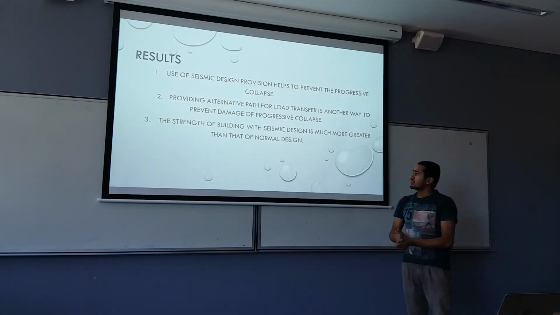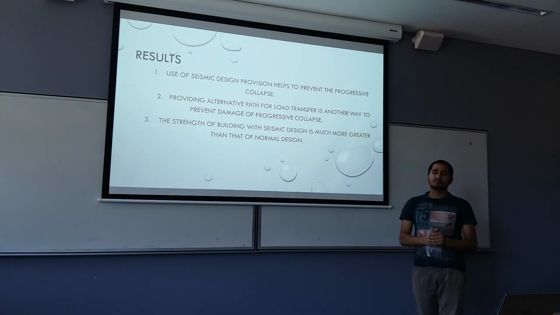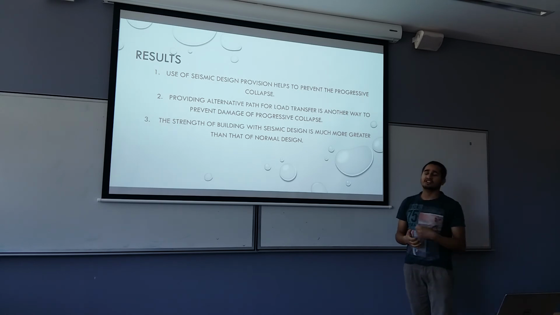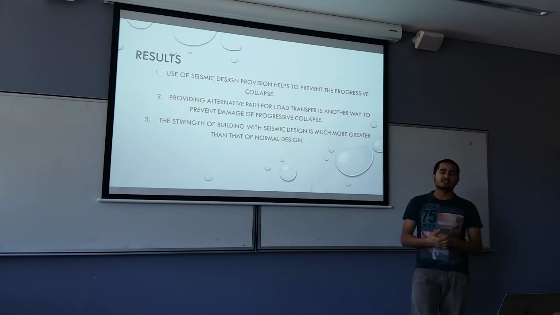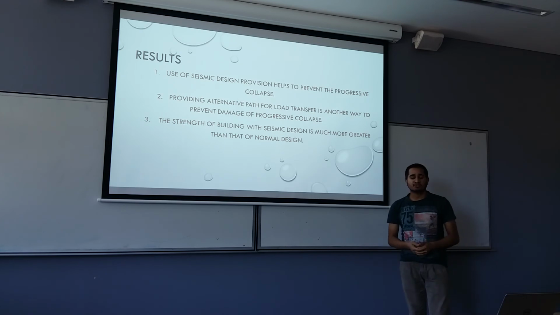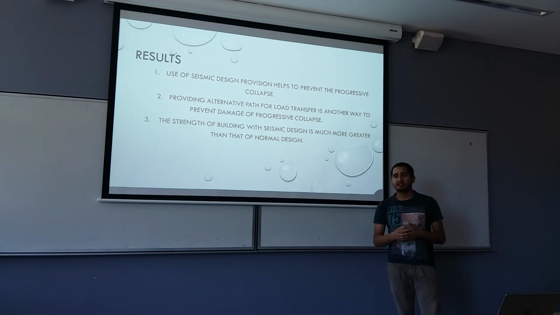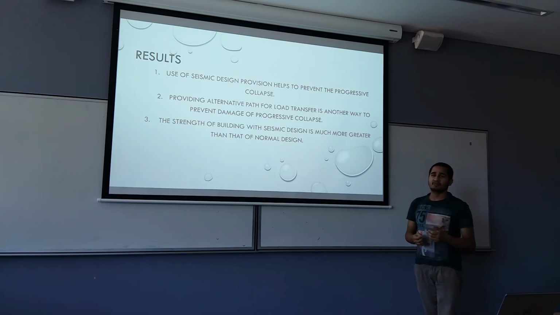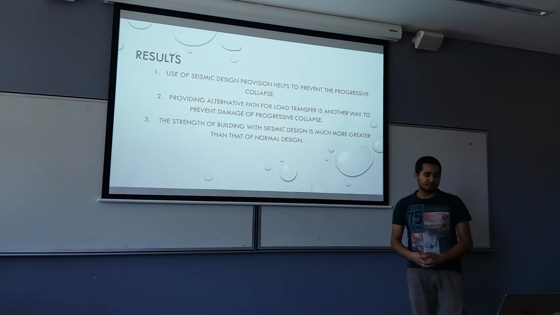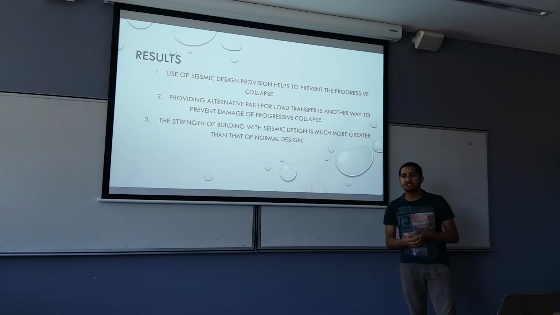Result. The result of the experiment was that use of seismic design provision helps to prevent progressive collapse because it upgrades the strength capacity of a member. Another solution to progressive collapse is providing an alternative path for load transfer, so that if a load path is obstructed by the failure of a member, the load can adopt another alternative path to transport load from top to bottom. It was found that the strength of the specimen or building with seismic design is much greater than that of the normal design.